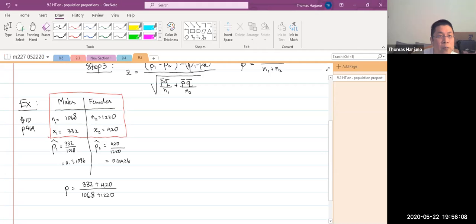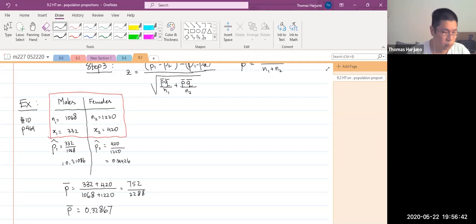Then this will give me 752 over 2,280. And the pool statistic, this is P-bar. The pool proportion will be 752 divided by 2288. That's 0.32867. Now we can start the procedure.